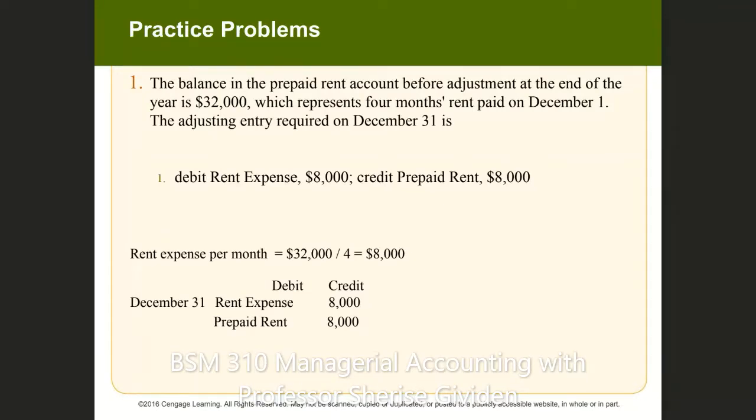So first we figure out what the expense is, and y'all did that: 8,000. We've used the 8,000 for that month, so we're gonna pull that out of the prepaid, and we've expensed it for that month as well. So the journal entry is supposed to look like this: December 31, debit rent expense for $8,000, credit prepaid rent for $8,000.